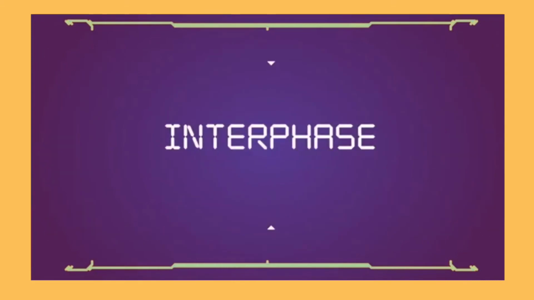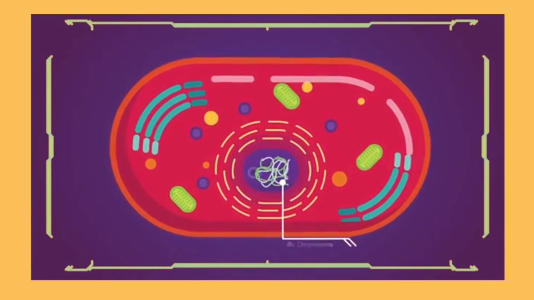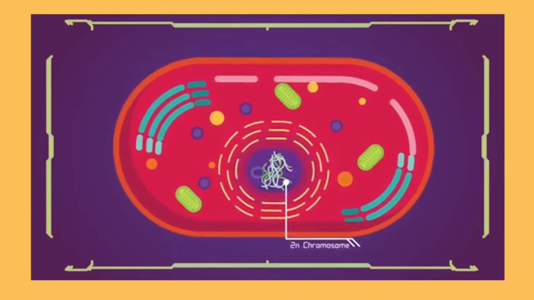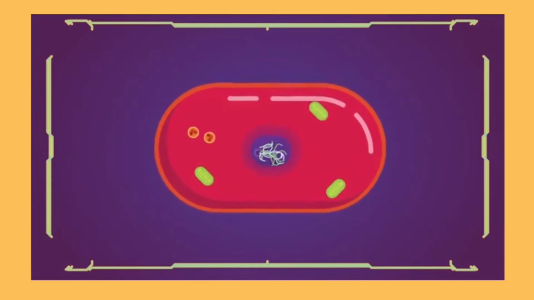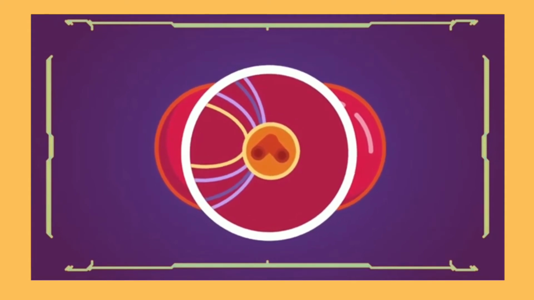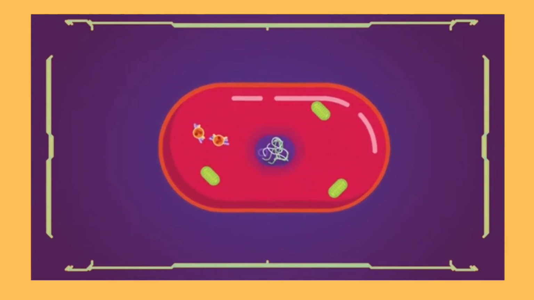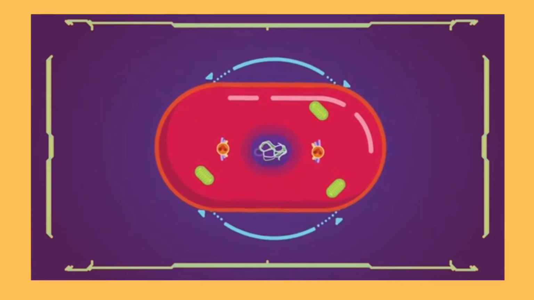First, interphase. In interphase, DNA is copied, resulting in 2 identical full sets of chromosomes to prepare for division. Outside of the nucleus are 2 centrosomes, each containing a pair of centrioles. These structures are critical for the process of cell division. Next, meiosis 1 takes place in the following steps.